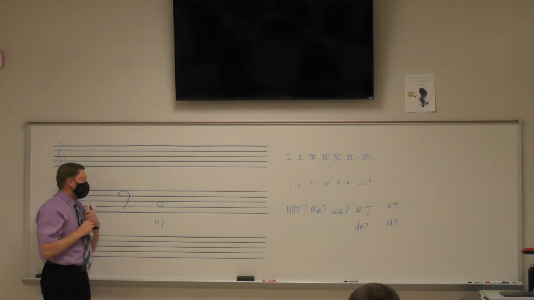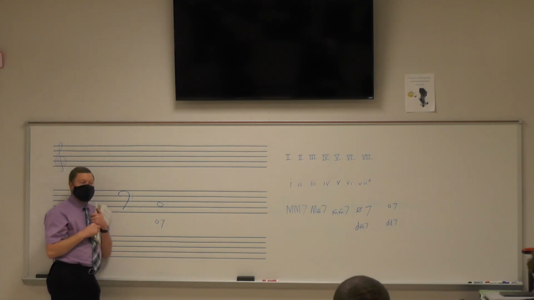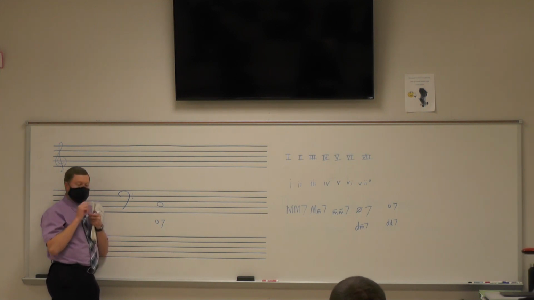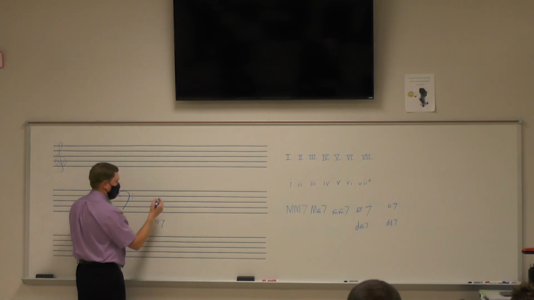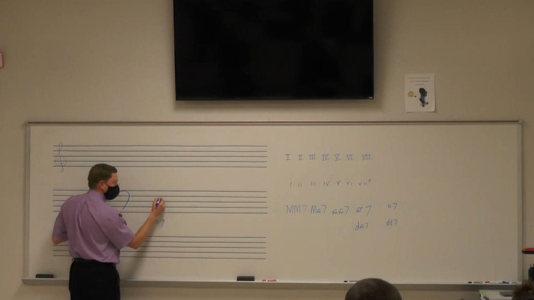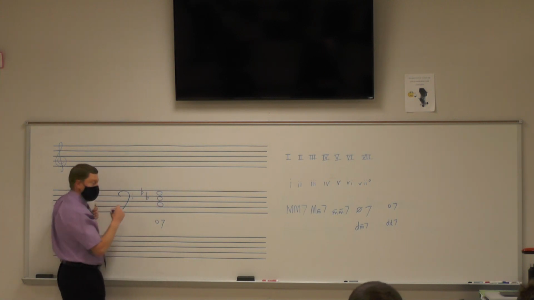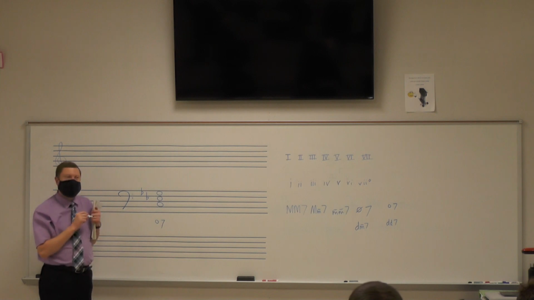If you recall last class, one way to remember how to spell a fully diminished seventh chord is to just stack notes at the interval of a minor third all the way up. Minor third all the way up. So a minor third above C gives me an E flat. A minor third above E flat, I get a G flat. And what's a minor third above a G flat?